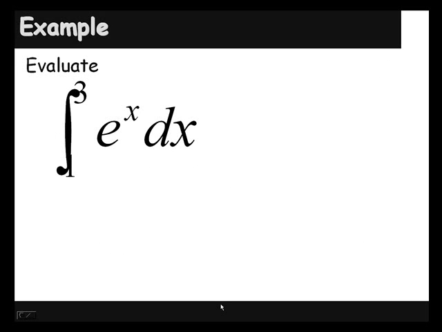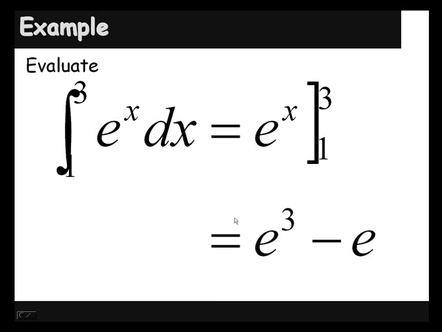But that's the integral from 1 to 3 of e to the x dx. We know the antiderivative of e to the x is e to the x, and so we just need to evaluate this from 1 to 3. So according to the theorem, we're going to take e to the 3 minus e to the 1. Well, we can't really simplify that without going into a big decimal, so we'll just say that's e to the 3 minus e.